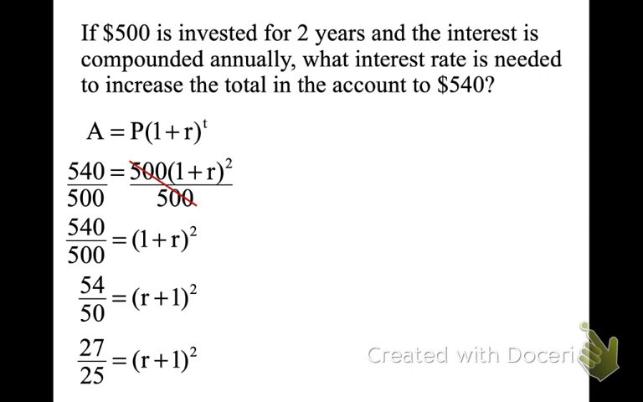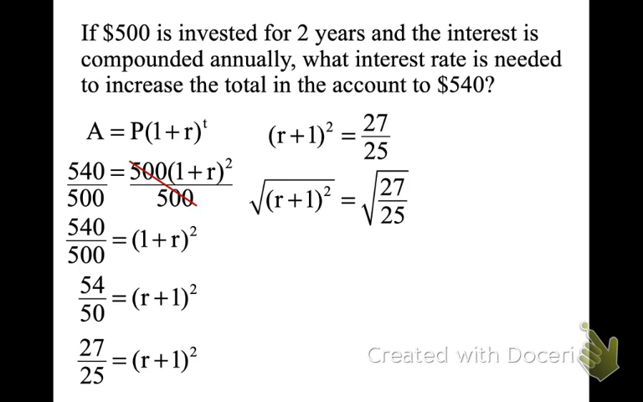So now it's time to root both sides. First I'm flipping it around. Now I root both sides once my square is isolated. I've got the 1 plus R squared alone. And now what we have is the square root of 27 over the square root of 25. Square root of 25 is 5. And then I'm going to get the absolute value of R plus 1. Right? So R plus 1 is equal to the square root of 27 over 5.